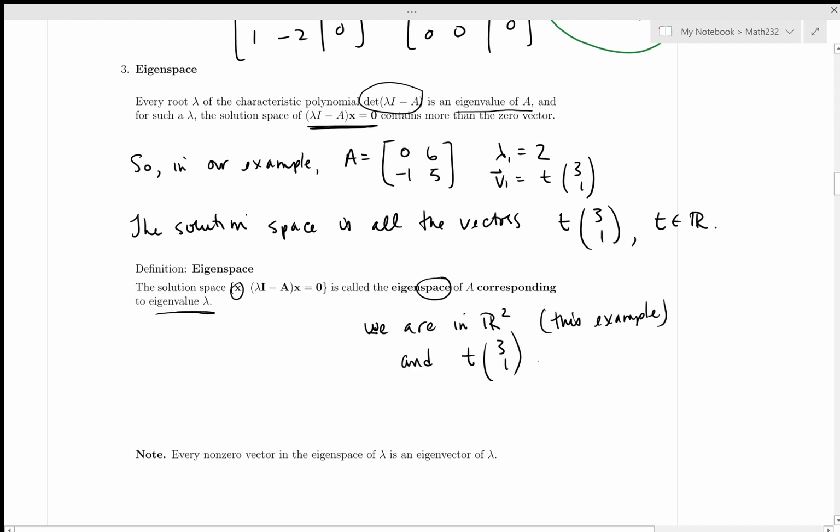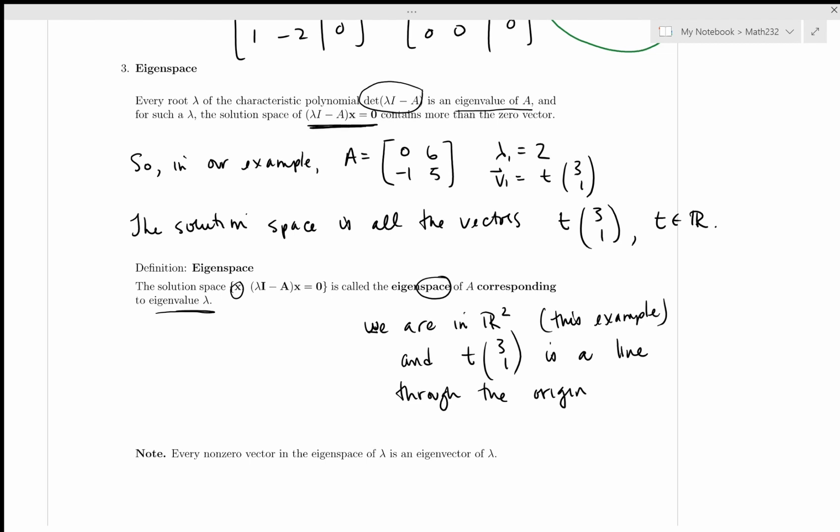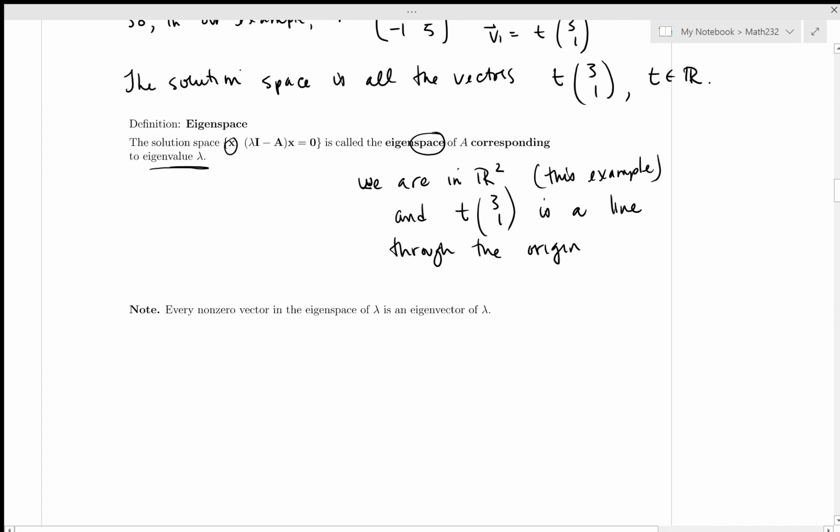T3, 1 is a line through the origin. So you remember, what are the subspaces of R2? The subspaces of R2 are the possibility of just the 0 vector, all of R2, or any line through the origin. Okay, so if we have some non-zero vector in the eigenspace of lambda, then that is an eigenvector corresponding to lambda. Okay, so let's just check this out.